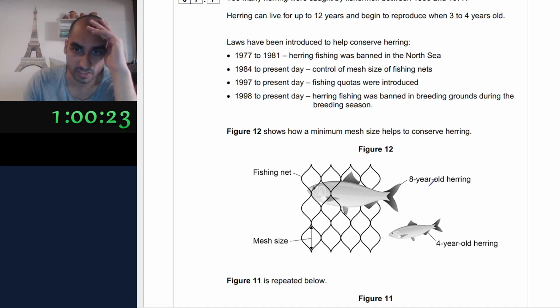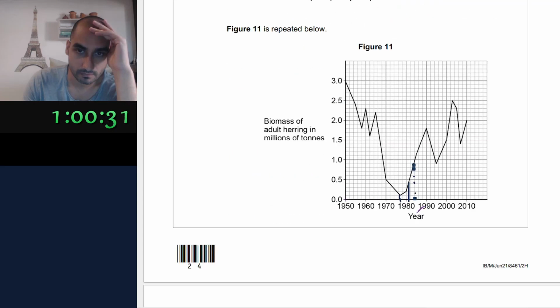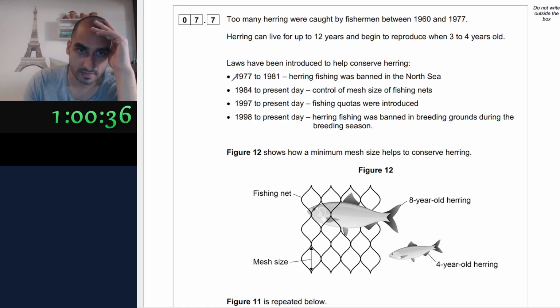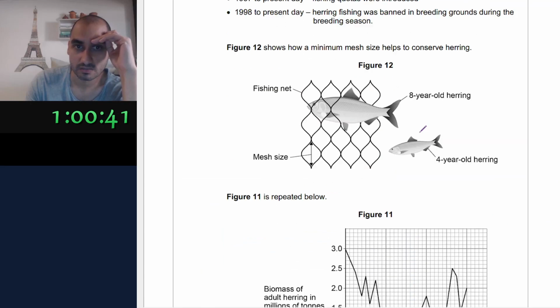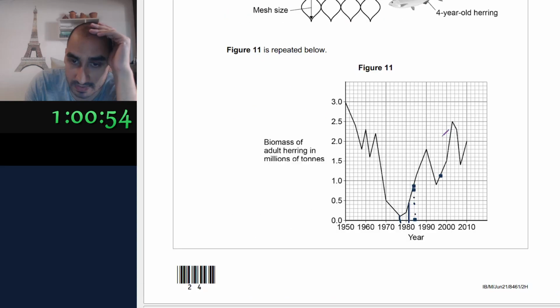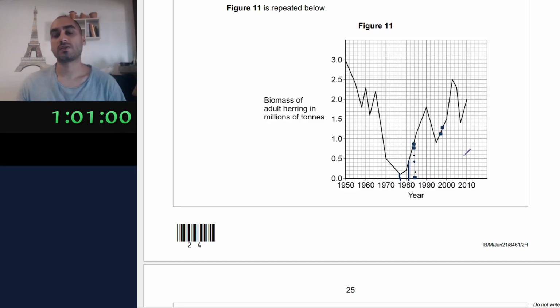Control of mesh size of fishing nets. But then the problem is all these things are present simultaneously. So how are you supposed to evaluate them individually? 84, 97, 98. So those spots.